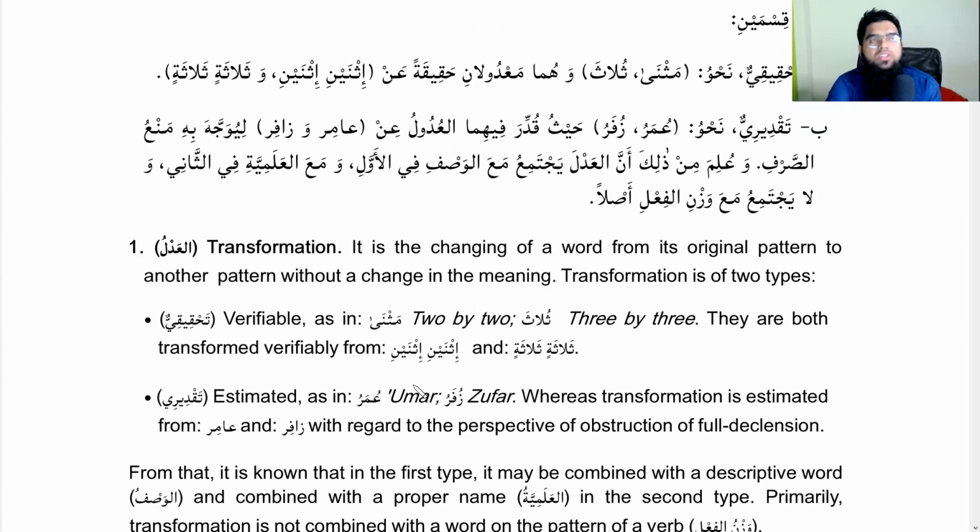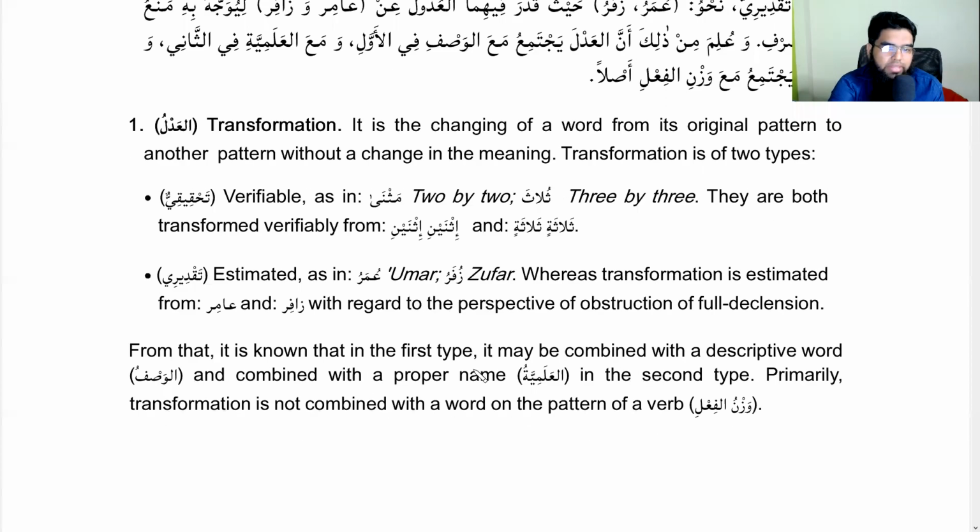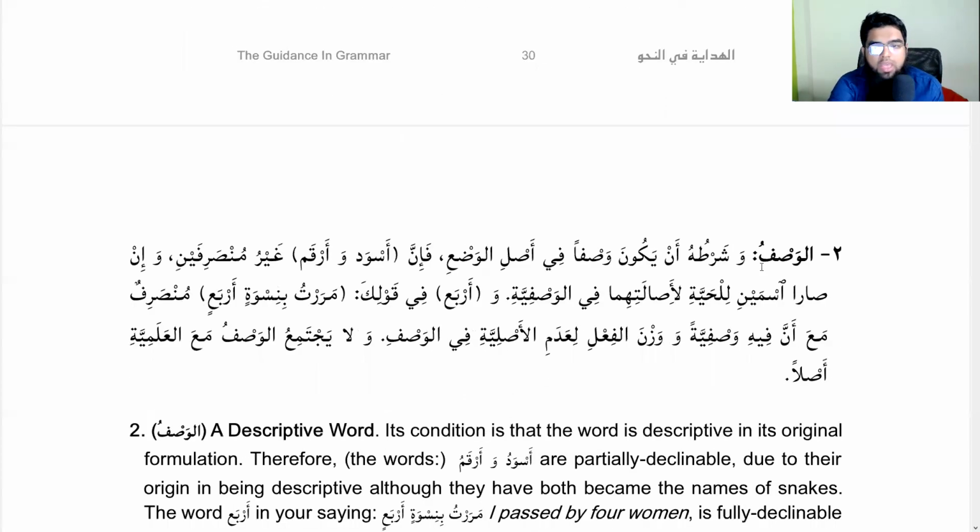So he's clarifying, because we might think, okay, this is on the pattern of a verb. No. Ahmad is, we'll learn later on, Ahmadu. Why is it غير منصرف? Because it's like af'alu, no? Like adhhabu, ahmadu. So they kept it like a verb. Second is wasf, a descriptive word.